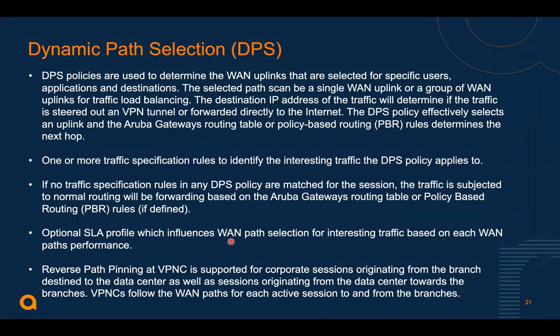Also, once traffic comes in from one specific uplink from the VPNC end, the return traffic would be towards the same link, where we have reverse path pinning. And it's the other way around too: from the branch gateway, if traffic is going out to VPNC, it would be on the same uplink on both transactions, because the active sessions are always cached.